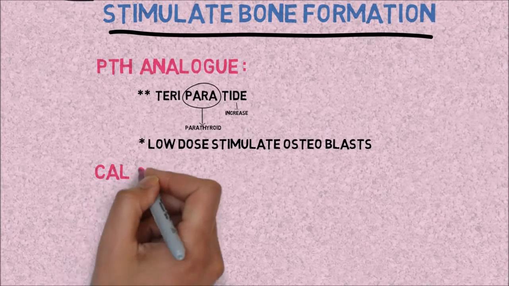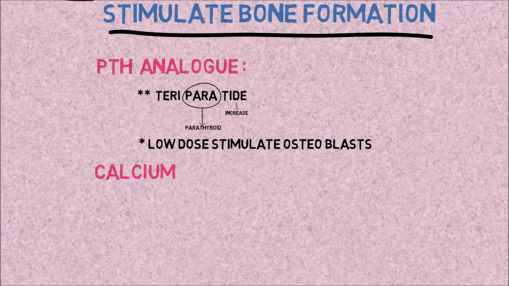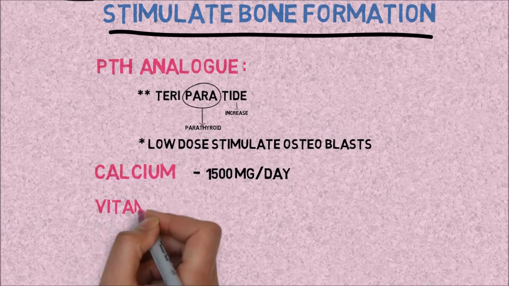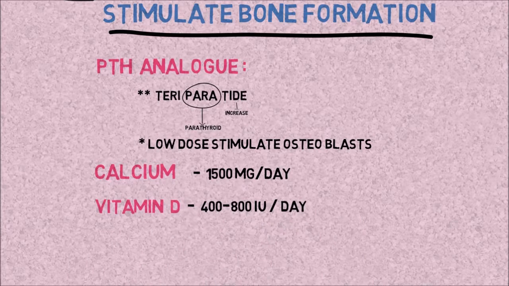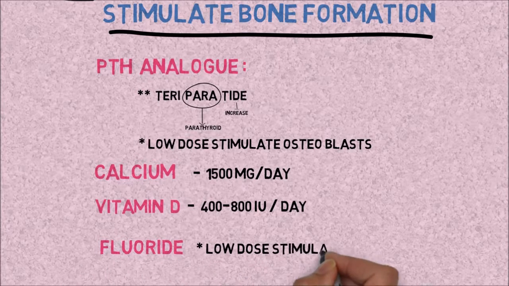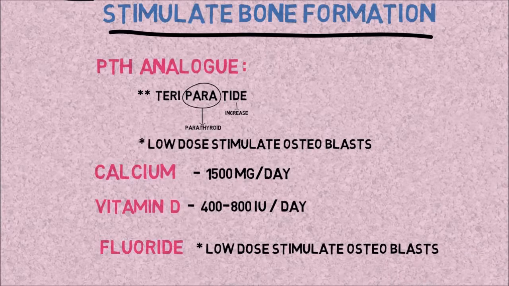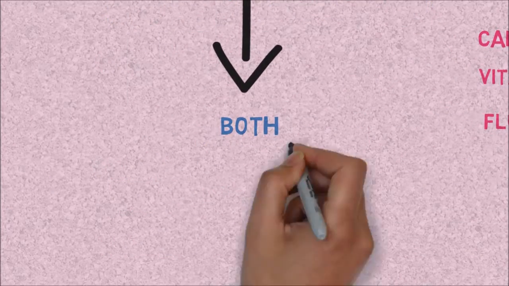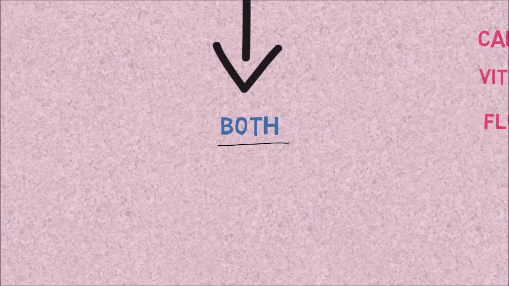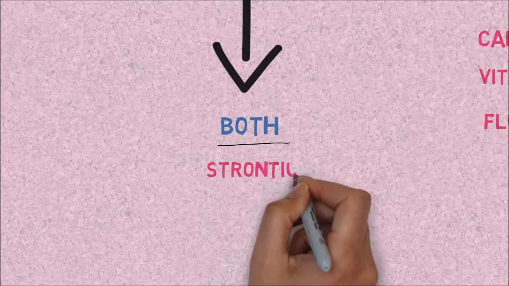The rest are the supplements like calcium, which is given at 1500 milligram per day, vitamin D, that is 400 to 800 international units per day, and fluoride, which is given in a low dose. The last category of drug is the drug having dual action, that is, they tend to increase the osteoblastic activity and decrease the osteoclastic activity. Such an example is strontium ranelate.